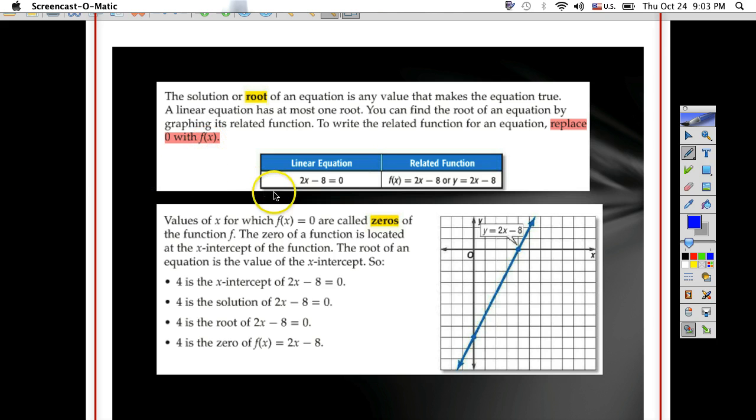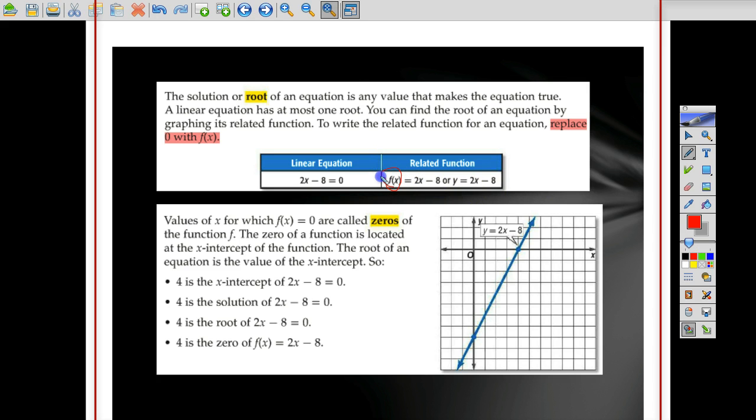So when you have a linear equation such as this, the related function you write is f of x equals 2x minus 8, or you can also write it as y equals 2x minus 8. Here you see f of x is really the y part. Do you see 2x minus 8 is the same? So when you see f of x, think of it as y equals. It's the same thing.